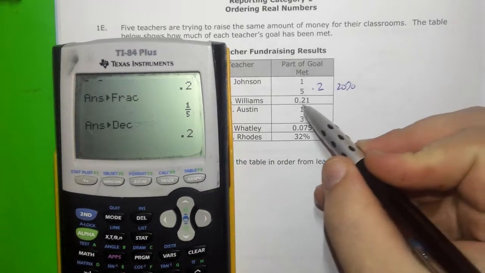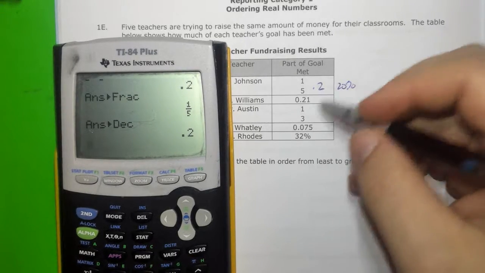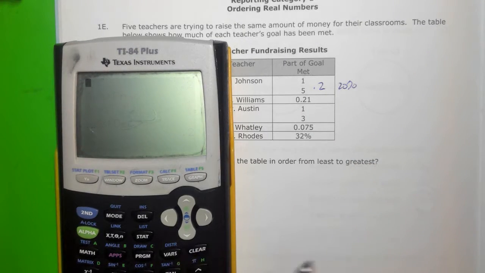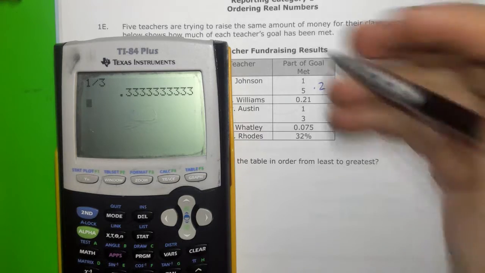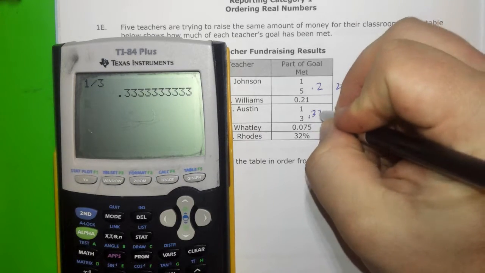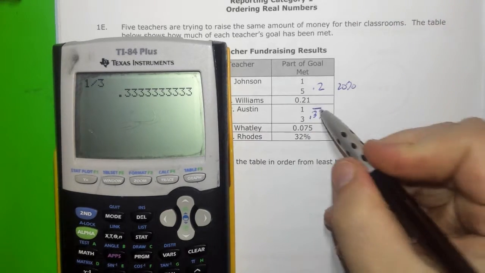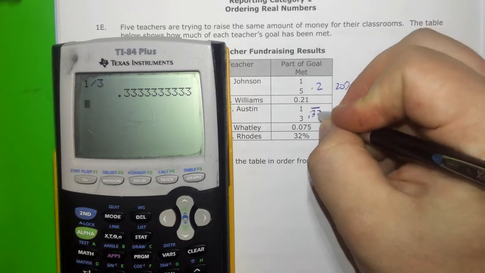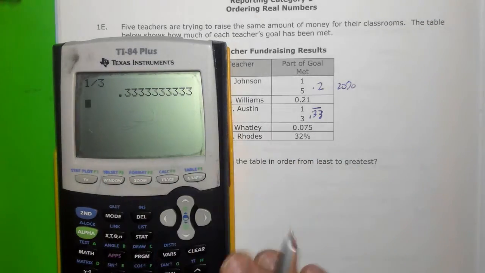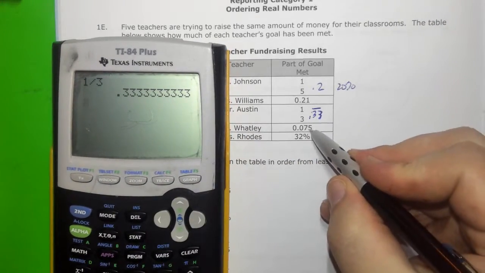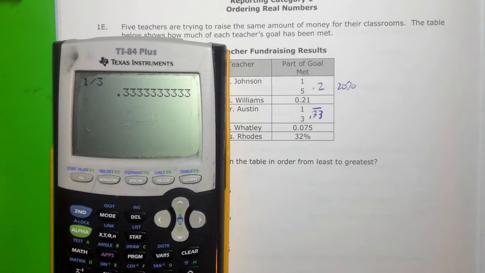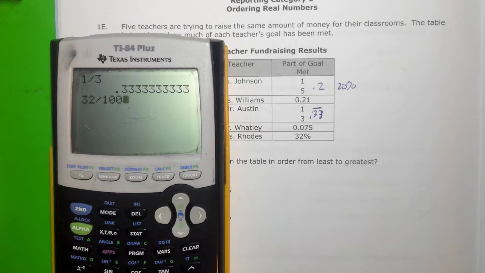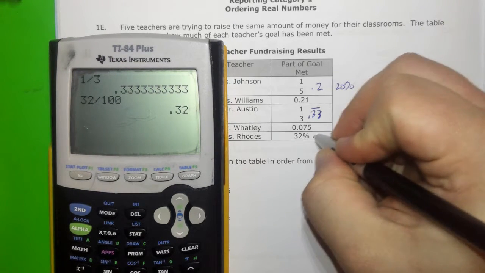Okay, and we got 0.21. That's already as a decimal. And mainly, you just want to get these as a decimal. Okay, so 1 divided by 3, 0.3 repeating. So 3 repeating. Okay, this little line up here means it's repeating. Okay, that way you don't have to write a bunch of 3's. This is already a decimal, so that's great. 32%. You can take that and divide it by 100, just like we do for the interest rate in simple and compound interest. So it gives you 0.32.